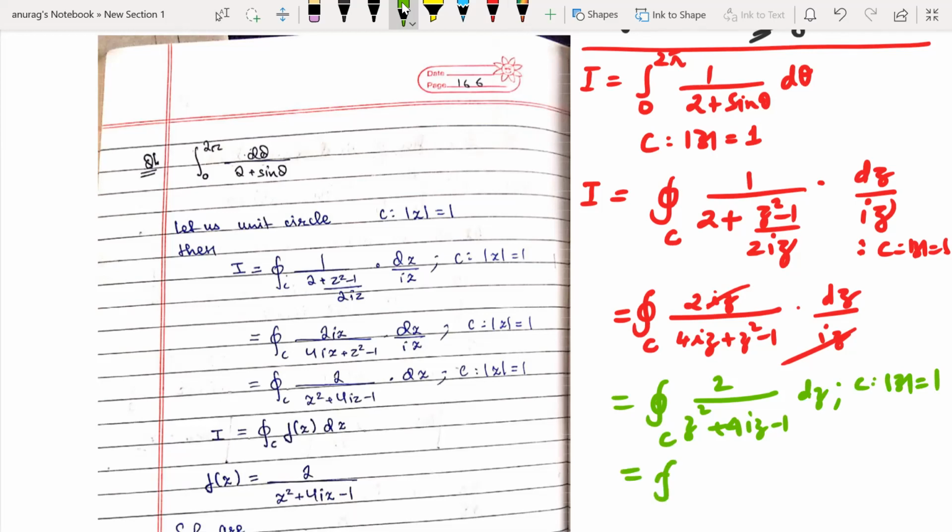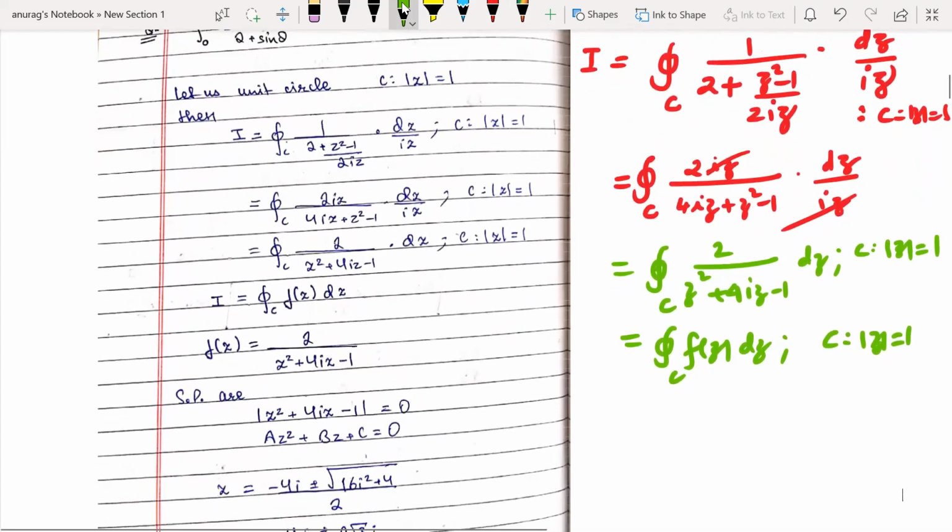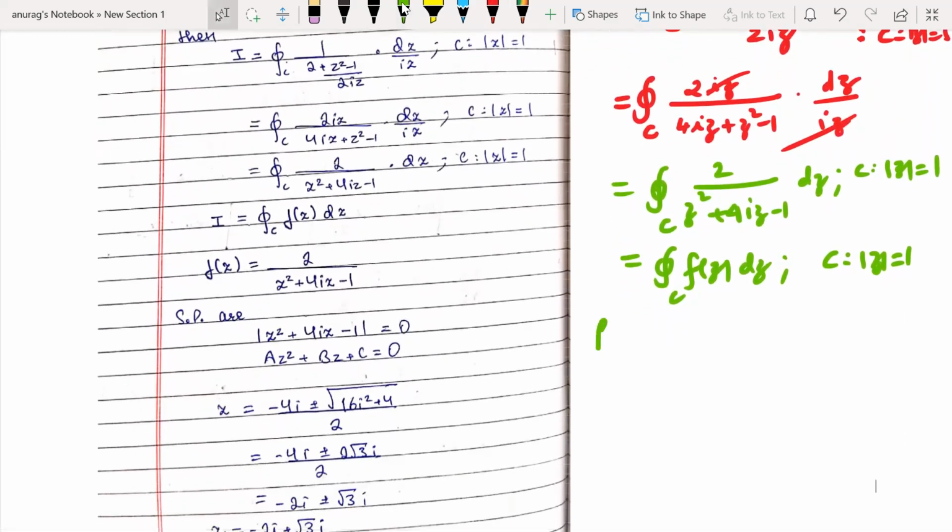Now you can compare with integral of f(z) dz, and it looks like the Cauchy residue theorem. We have to see the singularities of f(z), then corresponding to every singularity we have to find the value of the residue, and the integration is equal to 2 pi i into the sum of residues. So what is f(z) here? f(z) is 2 over z square plus 4iz minus 1.